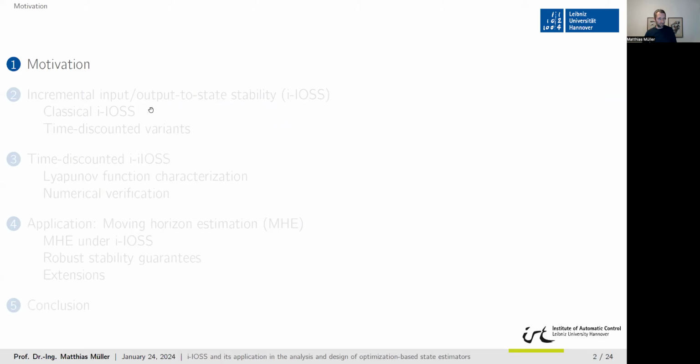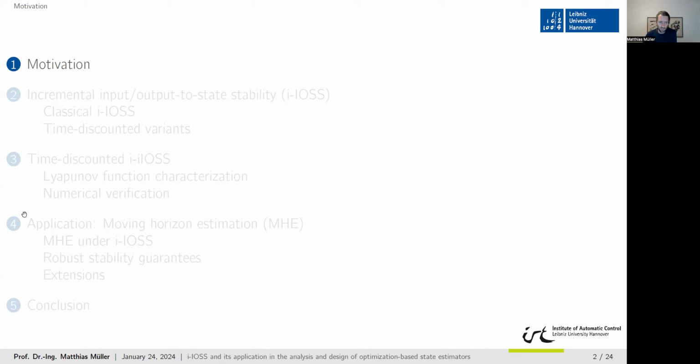In the first part of the talk, I will briefly introduce that concept of incremental input-output to state stability, and also some recently employed time-discounted variants thereof. And then study one of these in a little bit more detail. Show you an equivalent Lyapunov function characterization, and in particular, some numerical verification to compute such an incremental IOSS Lyapunov function using tools from Riemannian geometry.